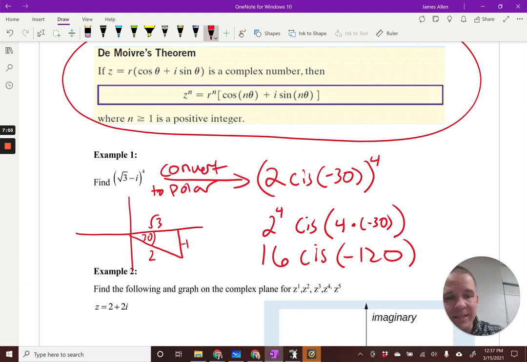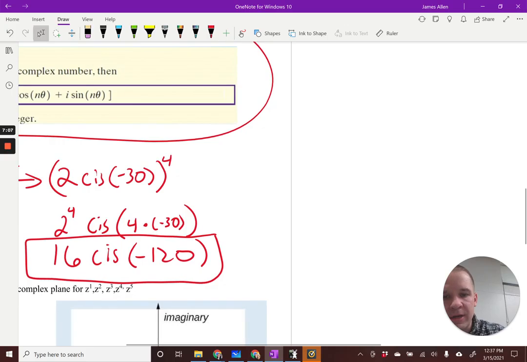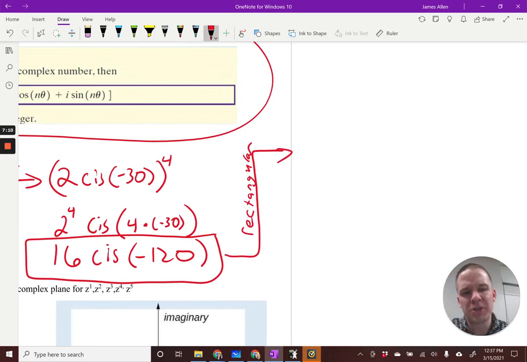Lovely. So that's in polar form, right? Now I'm going to convert back to rectangular. Look at that sideways writing there. Okay. So to convert back to rectangular, we could go the picture route. We could go the algebraic route. I'm going to go the algebraic route here. Change it up a little bit.